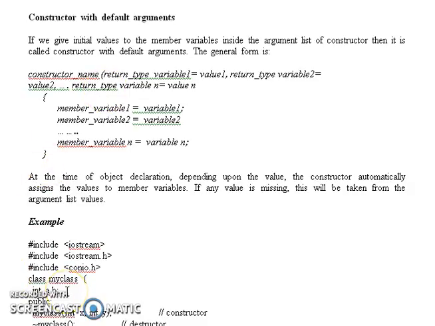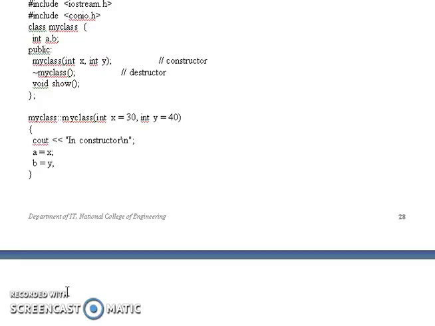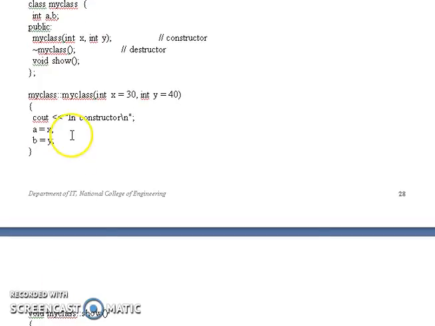Let's see a small example. Here the name of the constructor is my class. My class has two arguments. Here this is the constructor implementation. In my class, I am supposed to give the default values. So two arguments x and y, and the default values 30, 40.